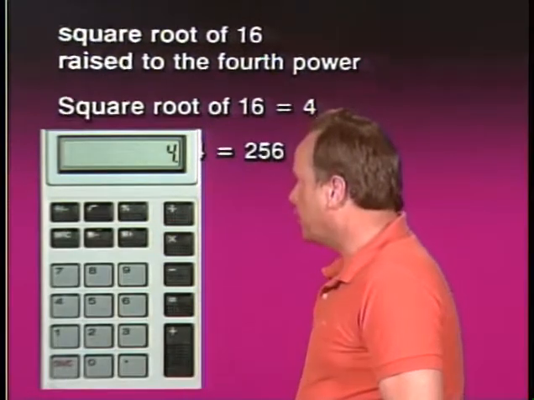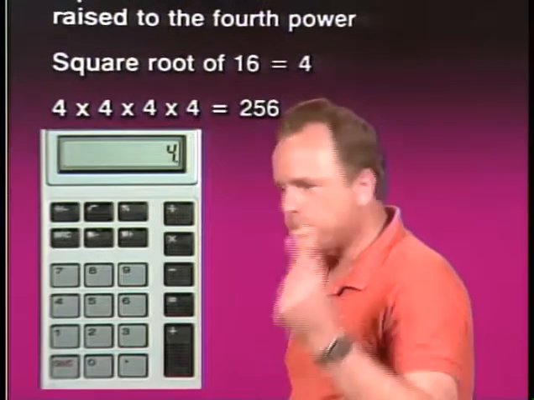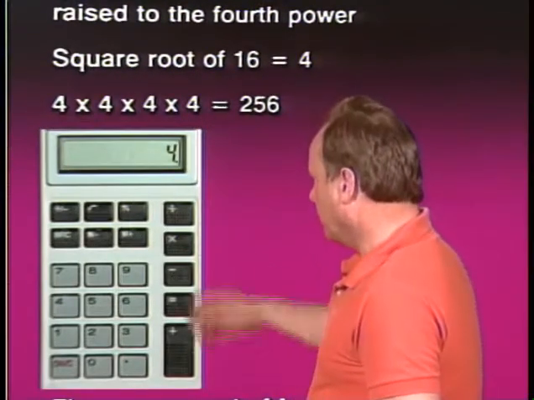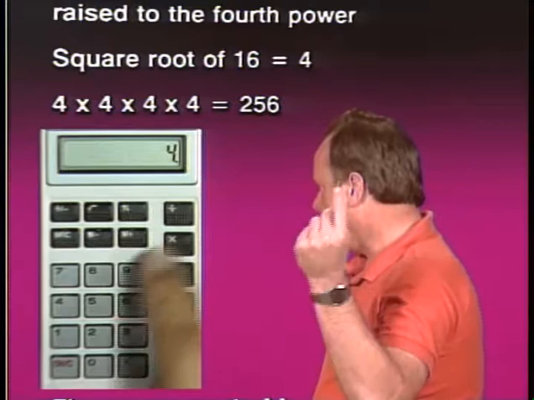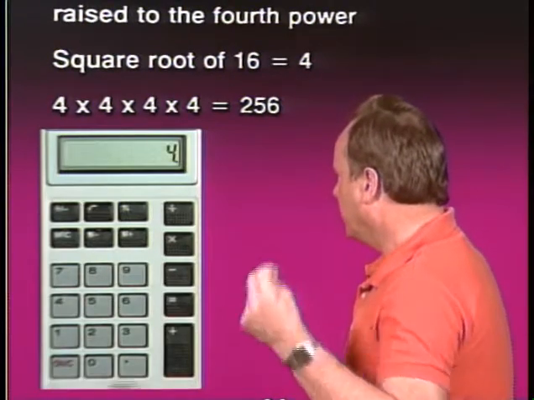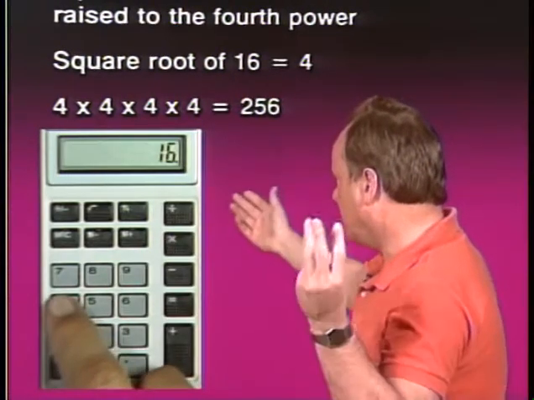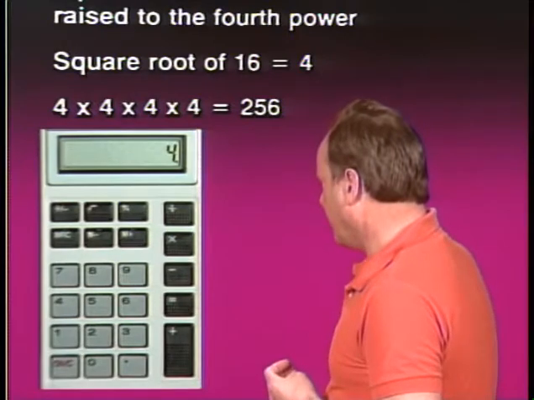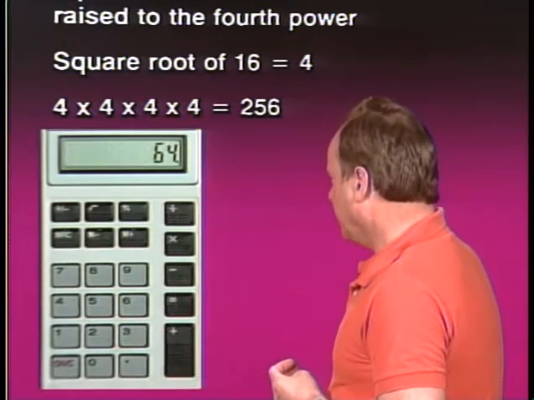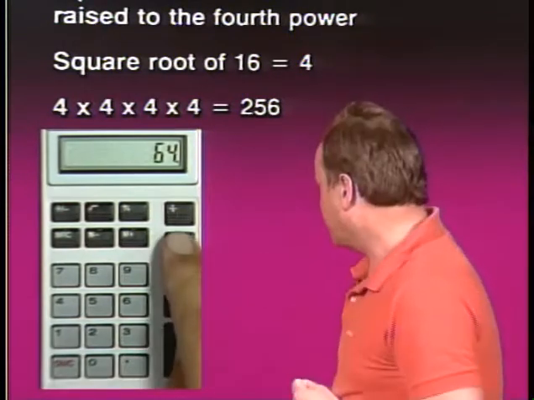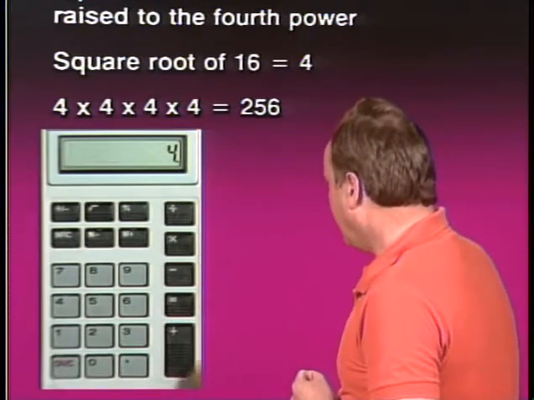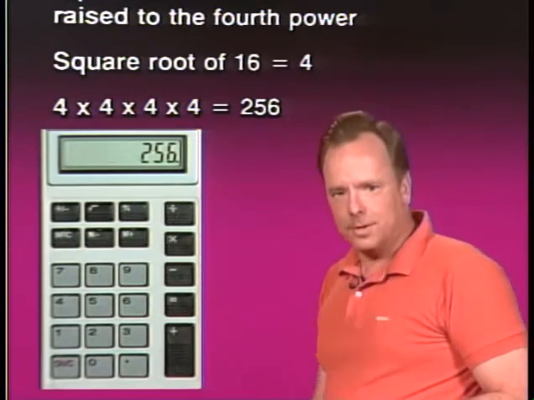And the square root of 16 is 4. That happens to be 4 to the 1st power. We want to raise it to the 4th power. So we'll just multiply times 4, and that raises it to the 2nd power. And when we do that, we get 16. We'll multiply by 4 again, and we get 64, and to raise it to the 4th power, multiply by 4 again. And you should get 256.